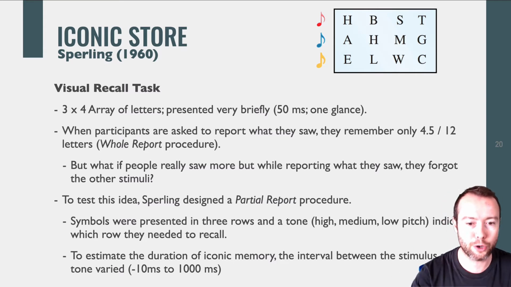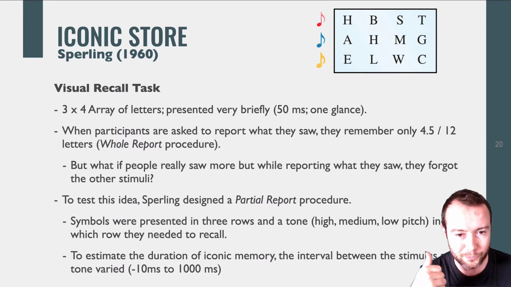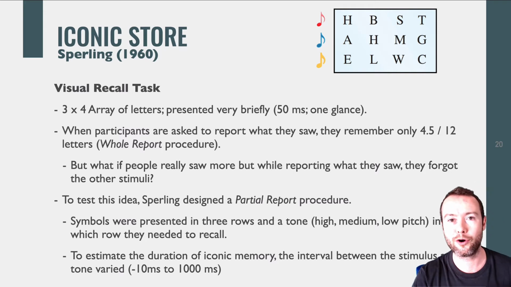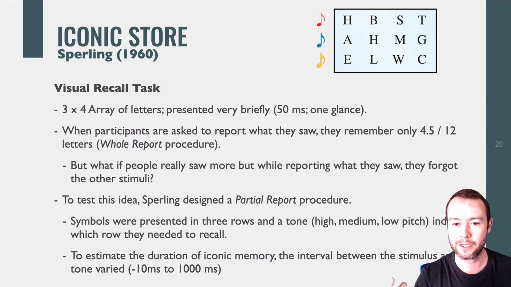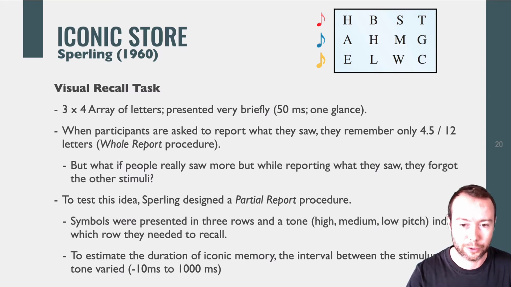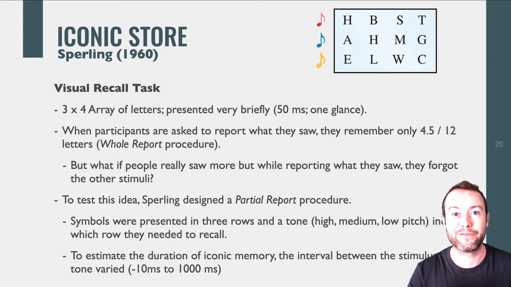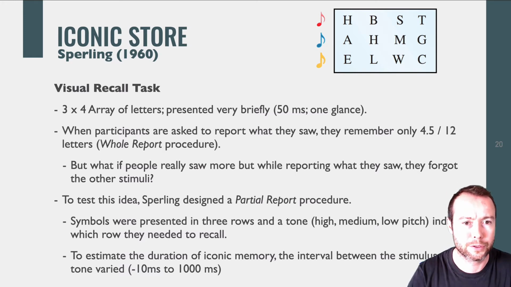Now in the whole report procedure, subjects were instructed to report all of the letters that they could remember in this array. And what you find is when participants do this, on average they're capable of recalling 4.5 of the 12 letters. So that's not bad. That's a reasonable degree of accuracy. But is that really accurate? Sperling was interested in whether maybe people actually saw more, so more information was stored in this iconic memory, but while they're reporting this information, while you're saying it aloud, yeah, I've seen HBST, during this period you end up forgetting the other stimuli that you focused on.